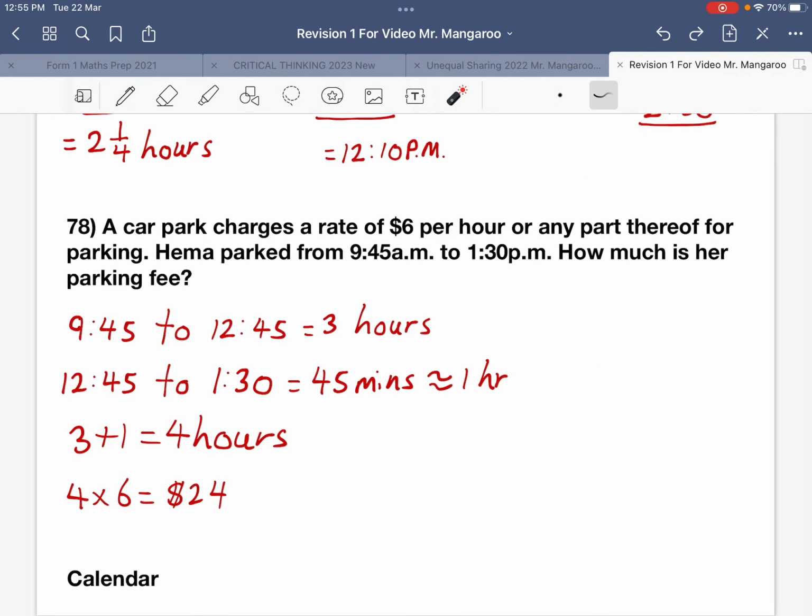So $6 per hour, or any part thereof. So 9:45 to 12:45, that's 3 hours. And then 12:45 to 1:30, that's 45 minutes. So we will count the 45 minutes as 1 hour paid. So that's 4 hours you have to pay for. 4 times 6 is 24.